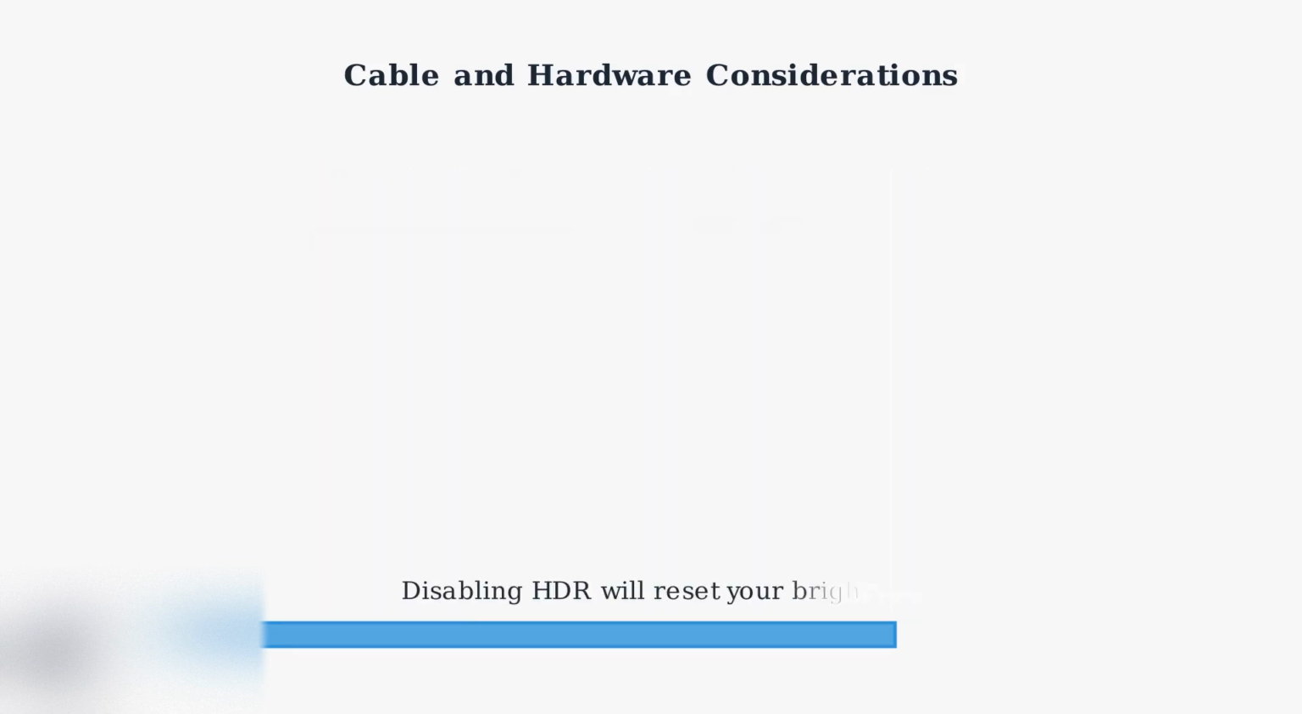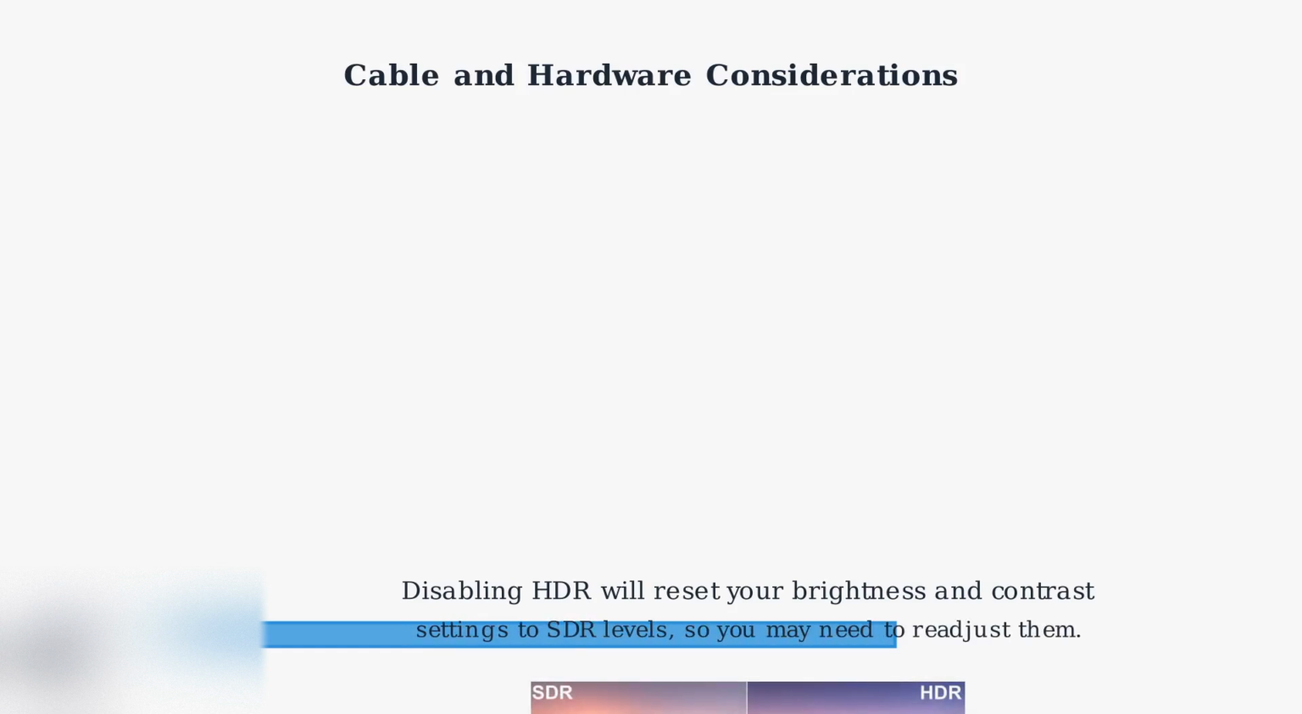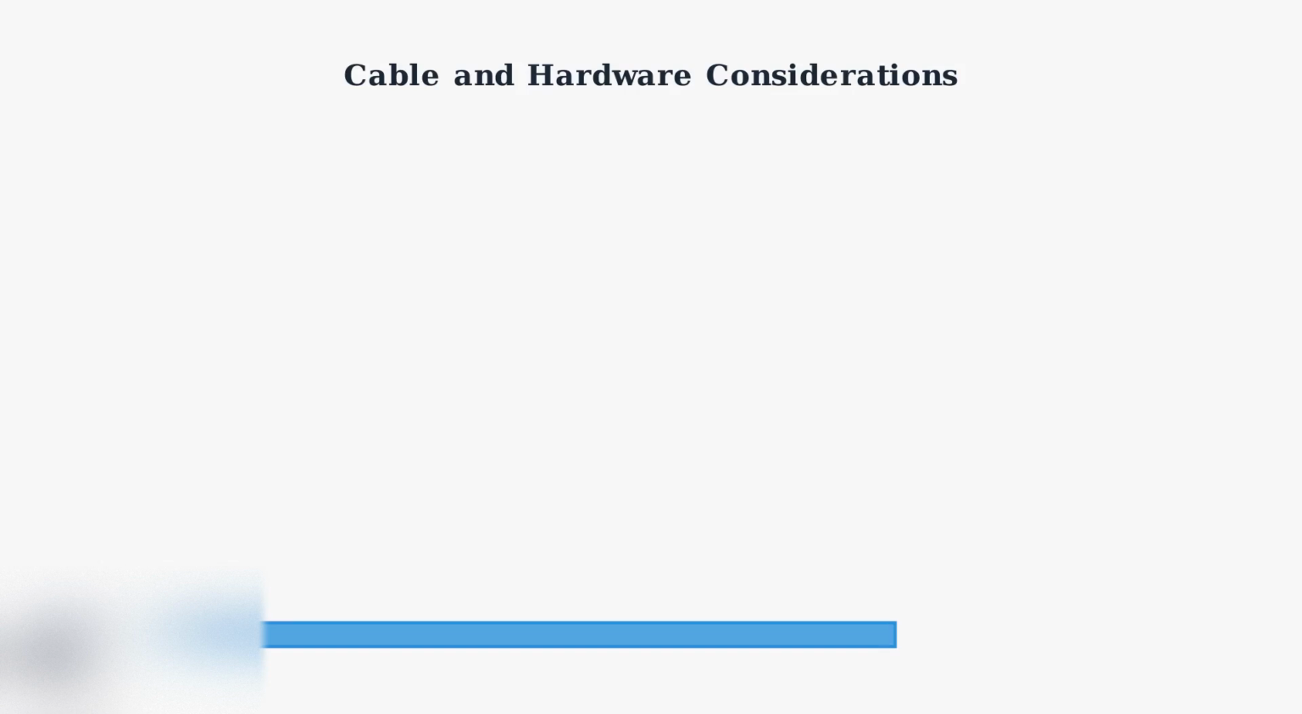When you disable HDR, your monitor's brightness and contrast settings will automatically reset to standard dynamic range, or SDR levels. This means you may need to readjust these settings manually to achieve your preferred image quality. The SDR versus HDR comparison shows the visual differences. Additionally, for users with older graphics processing units or GPUs, disabling HDR can sometimes improve overall system performance.